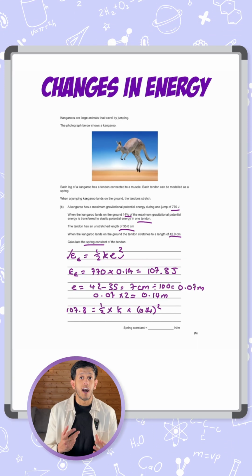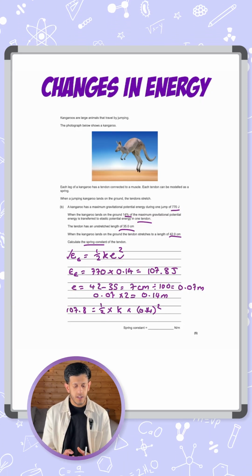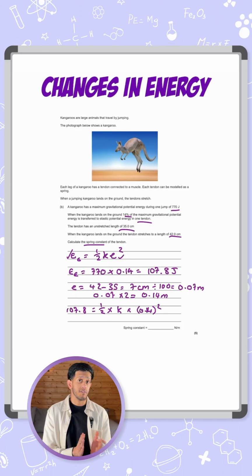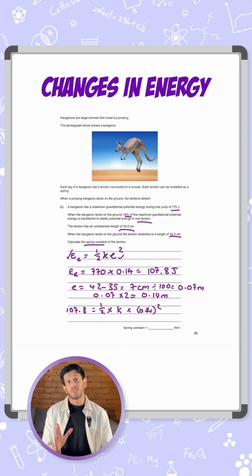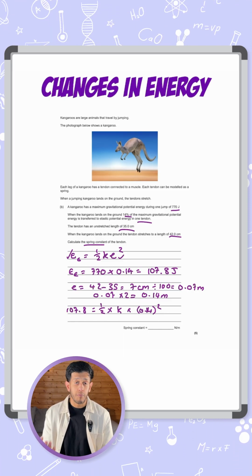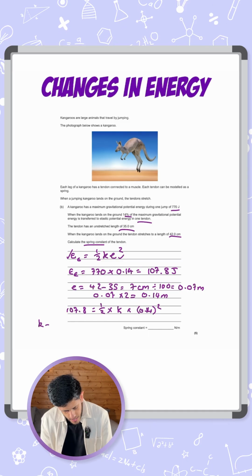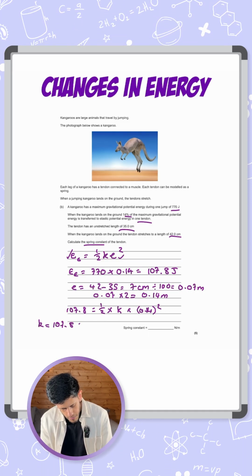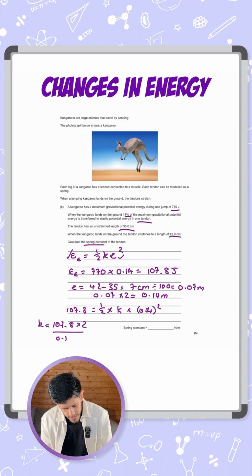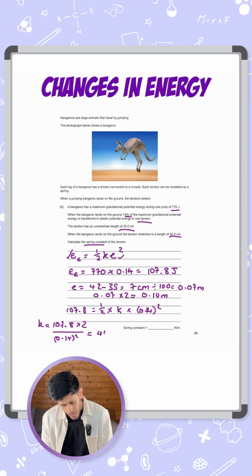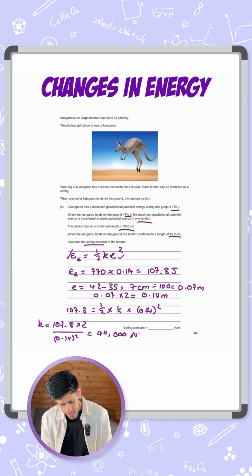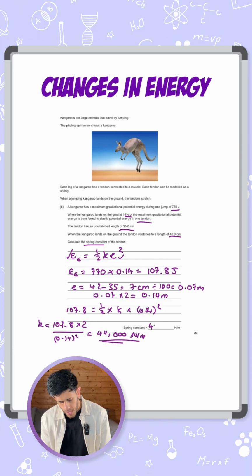Now we want to isolate K and make K the subject like we do in maths, so we move all the other numbers to the other side. So there's a times by half on this side, so to get rid of that, we multiply both sides by 2 and then divide by the 0.14 squared. So K equals 107.8 multiplied by 2 divided by our extension squared. And if you put that in your calculator, you should get a value that rounds to 44,000 newtons per meter. And that is what I will put as our answer there.